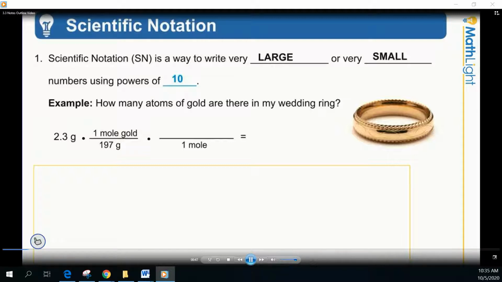All right, I've got an example for you here. I've got my wedding band off to the right, and I was curious, how many atoms of gold are in my wedding band? To do that, first I had to go down to the lab and figure out the mass of my wedding band. It was 2.3 grams. Then I had to look up on the periodic table how many grams of gold are in 1 mole of gold. The periodic table told me that every 1 mole of gold is 197 grams.